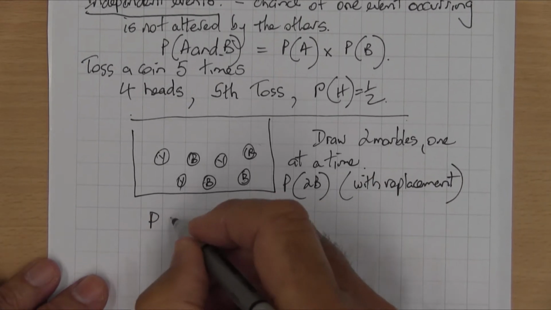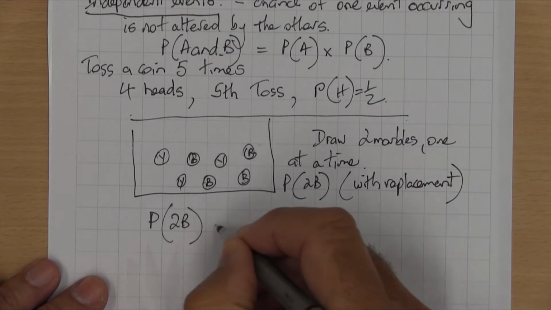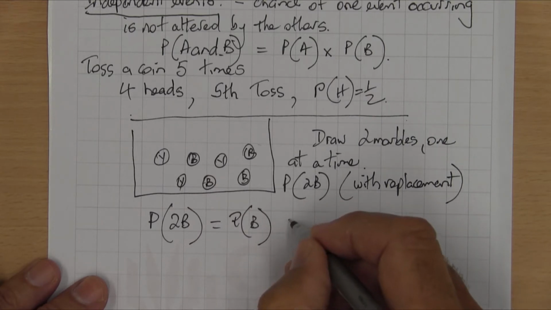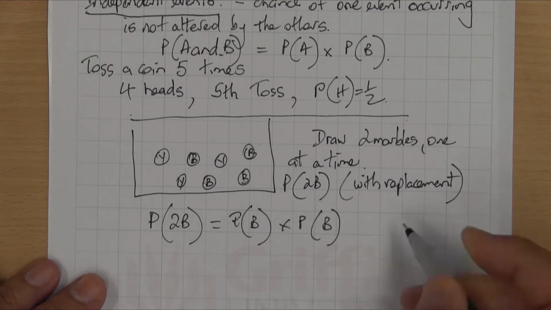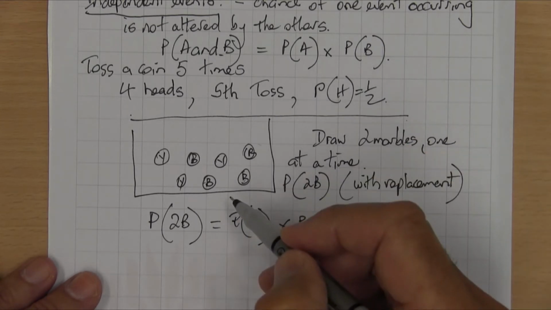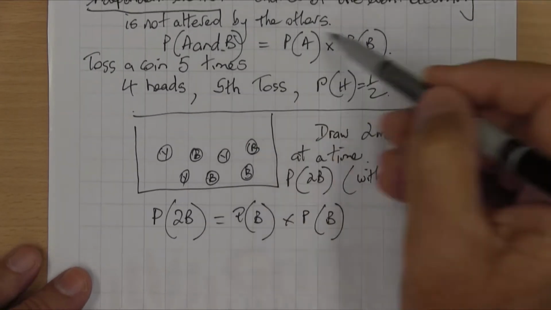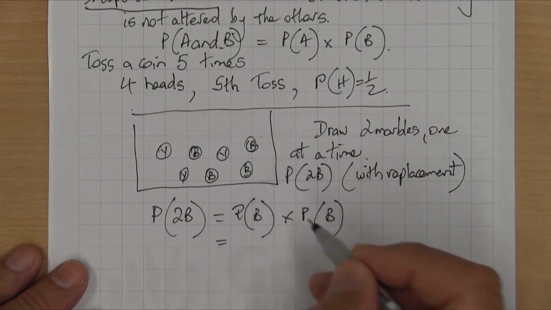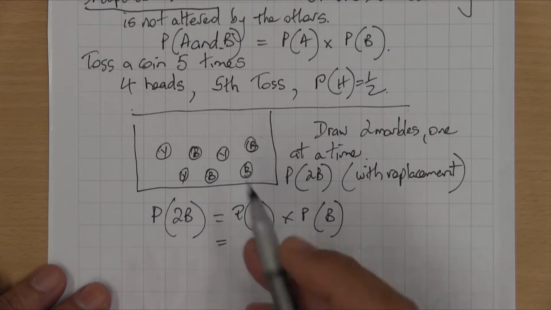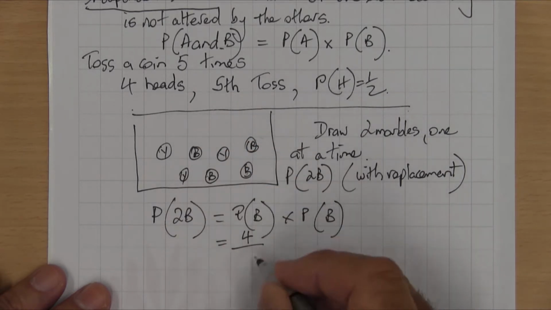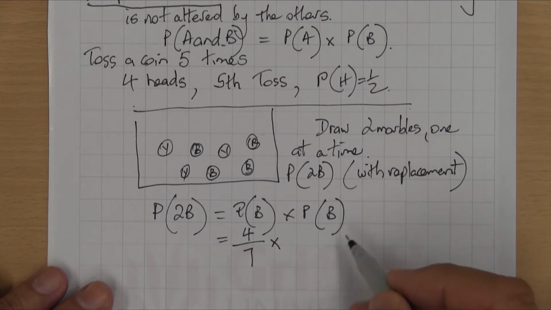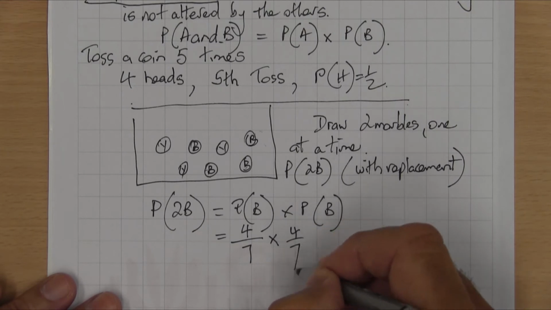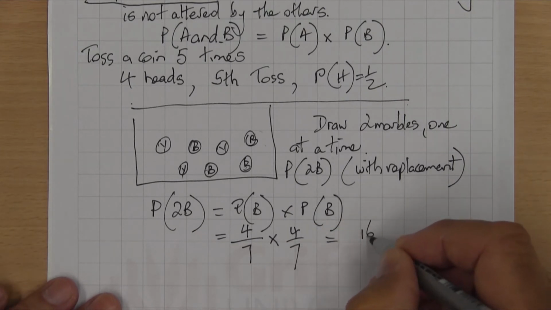So the probability of 2 blue is equal to the probability you get a blue on the first draw times the probability you get a blue on the second draw. Bearing in mind that you're going to put whatever you draw out first back in again, we'll use our multiplication principle for independent events. Probability of a blue: how many blues were there? There were 4. How many total were in there? 7. Times the probability of a blue, given that you put the first blue back in again, is also 4 over 7, which is equal to 16 on 49.